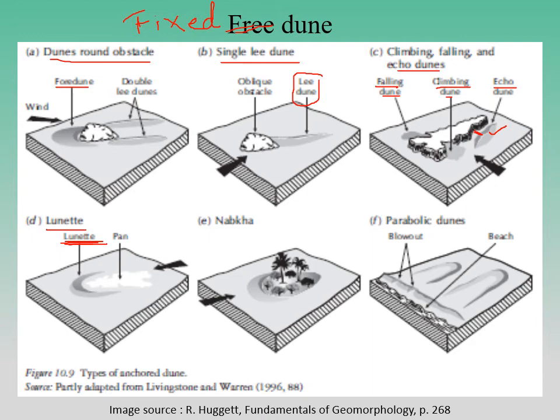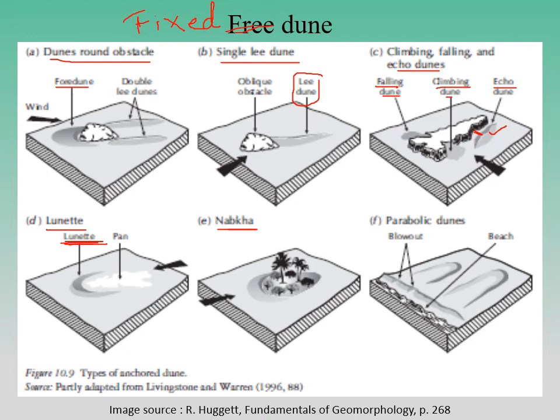The fifth type of fixed dune is known as nabkha, or often it is known as nebkha. These are formed surrounding a vegetated landmass. Here you can see lots of vegetation, lots of plants, and the dunes occur from the deposition of moving air surrounding the vegetative landmass. These kinds of dunes are known as nabkha or nebkha.